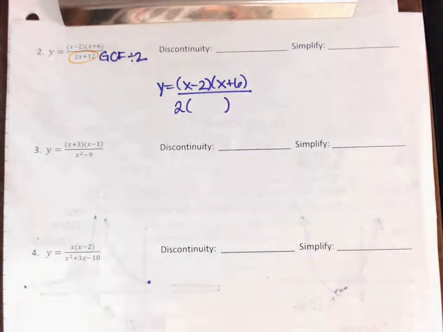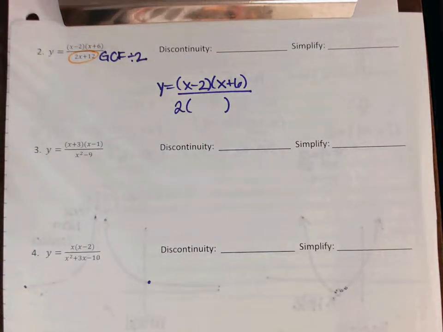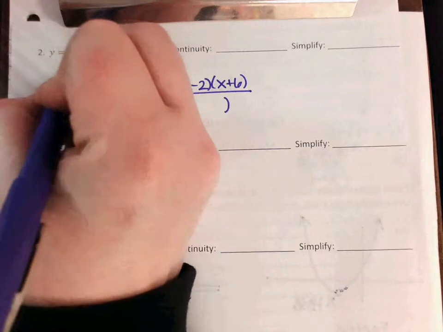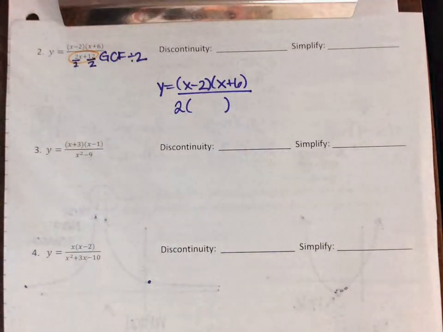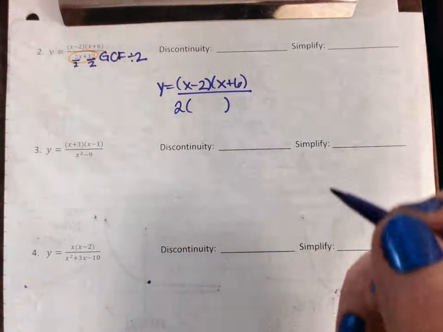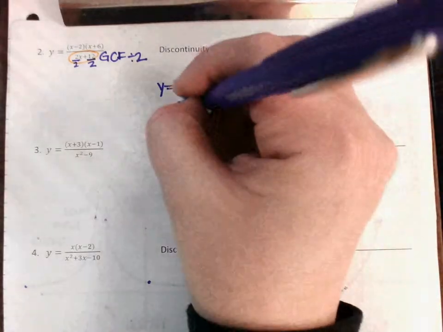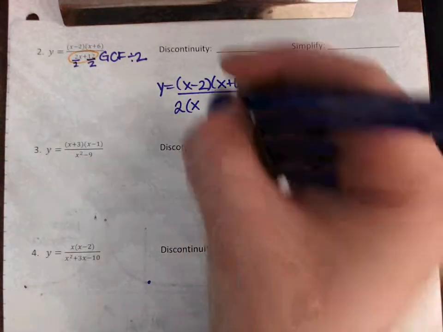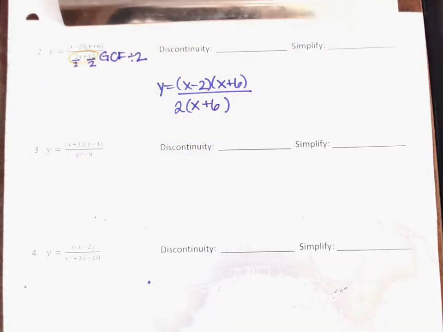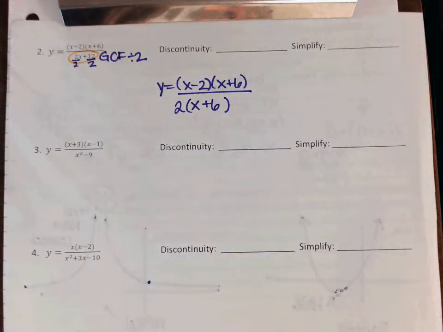And then I'm going to put what's left over in the parentheses, just like we did on those first 3 examples. So when I divide 2x by 2, what do I get? Just an x. What about 12 divided by 2? Plus 6. Okay, then look on the bottom. Do I have anything on the bottom that can cross out? Okay, x plus 6's are going to cross out.